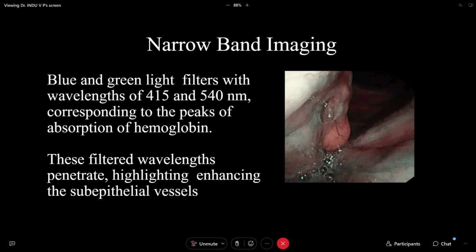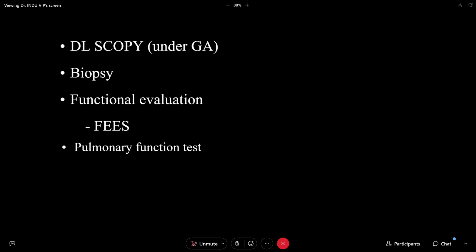So narrowband imaging is an optical imaging tool. It uses filters of blue and green light of 415 and 540 nanometers, which correspond to the peak absorption of hemoglobin, and which penetrate the epithelium and help to identify the subepithelial vessels. This is helpful in doubtful lesions, very early lesions, and superficial lesions, and from the identification of intraepithelial capillary loops, the nature of the loops can give an idea regarding the nature of the lesion. Extensive study has been done on this. So type 5 is considered as malignant lesions, more in favor of malignancy.